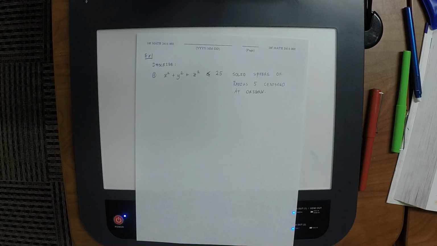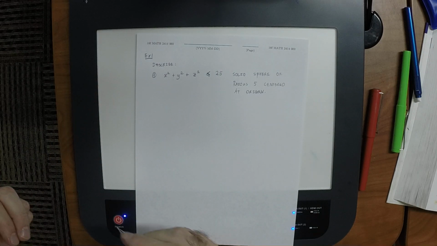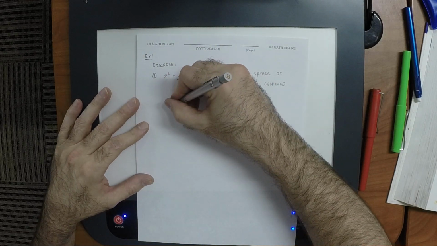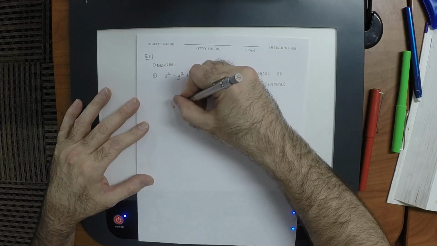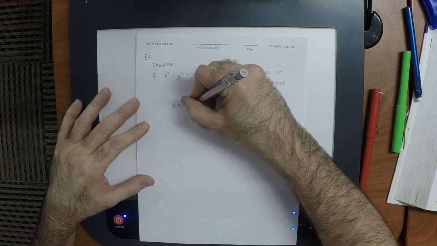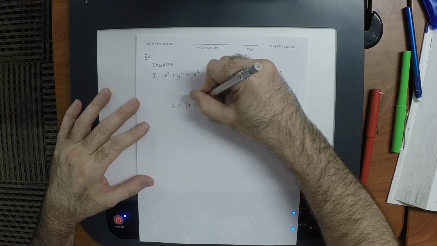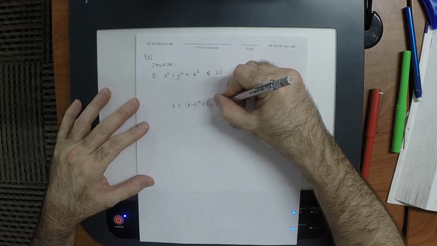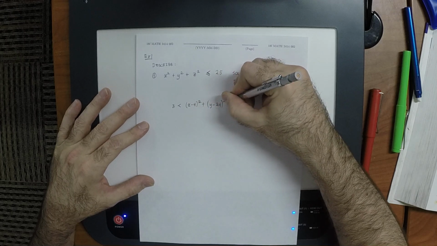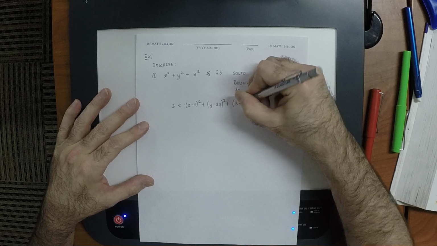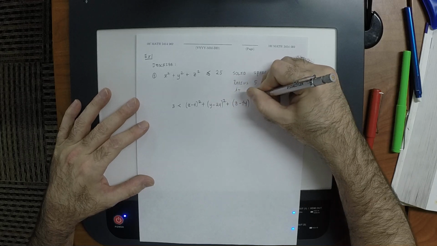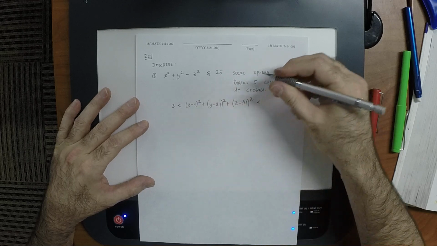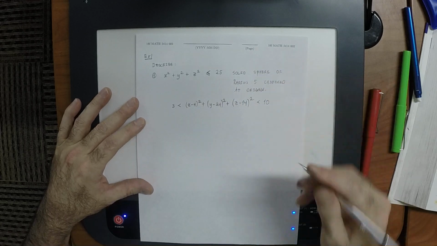Okay, neat. So another fun game to play could be something like this. How about 3 less than (x minus 4) squared plus (y minus 24) squared plus (z minus 14) squared, less than, I don't know, 10. So now what is this?